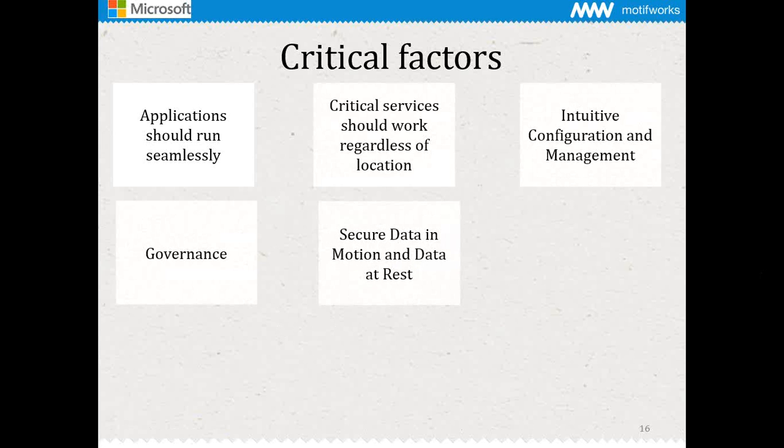Secure data in motion and data at rest. Again, we all want security, and that's one of the top priority for everyone. So when you connect your on-premise data center with cloud, make sure that the data is encrypted between the two channels, and the data is encrypted when it is residing on the cloud.